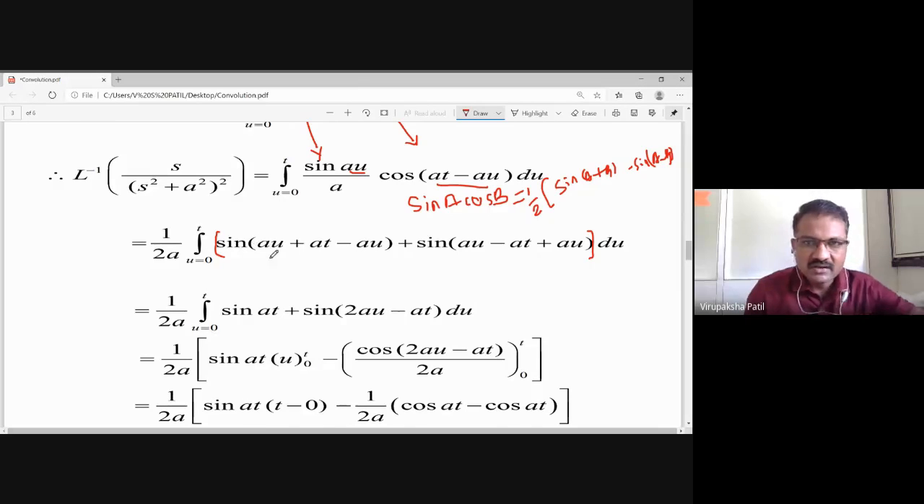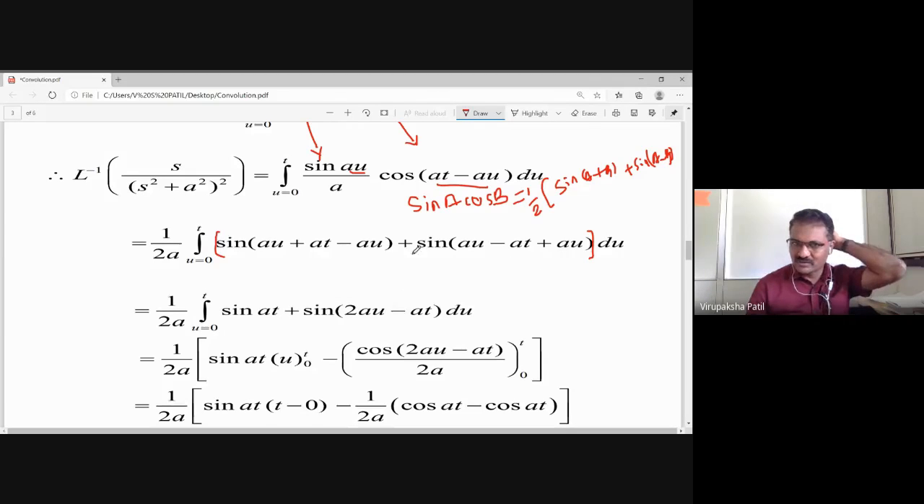Then this is a sine. Be a little bit careful here. Sine a plus b: that is sine au plus at minus au, because this is a, this is b. This b you have written here. Then plus, whether I have written plus here, this becomes plus or minus. Sorry, this becomes plus here. Plus sine a minus b.